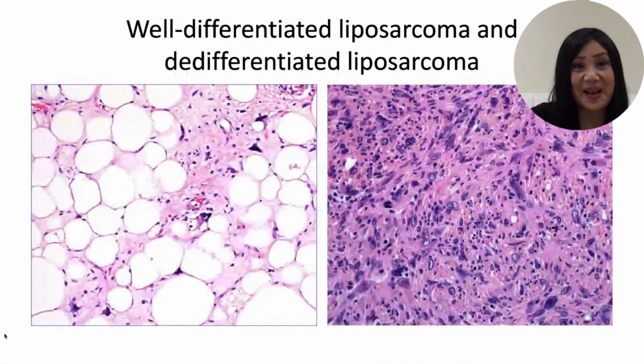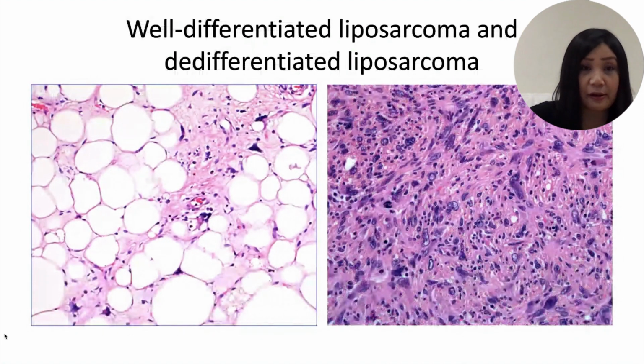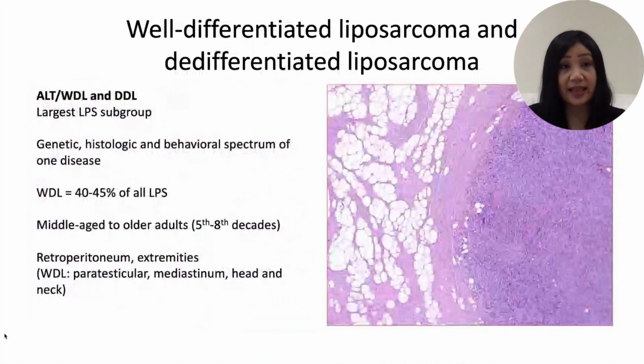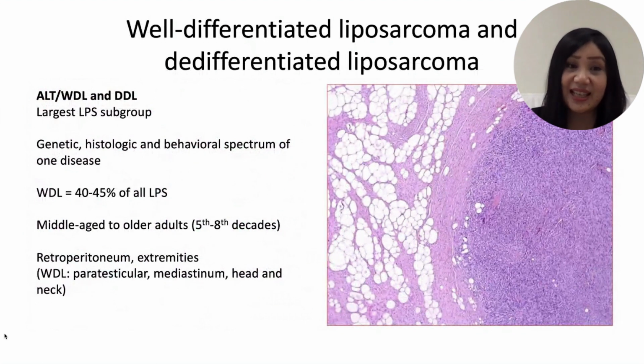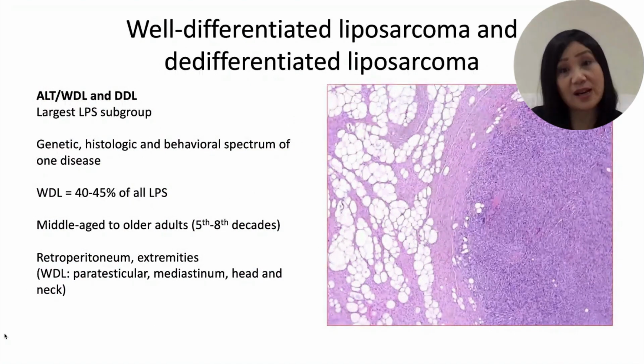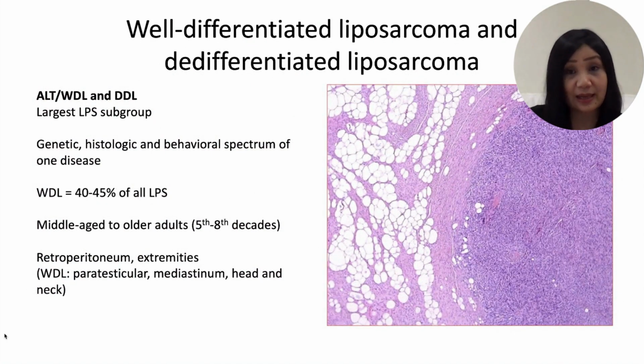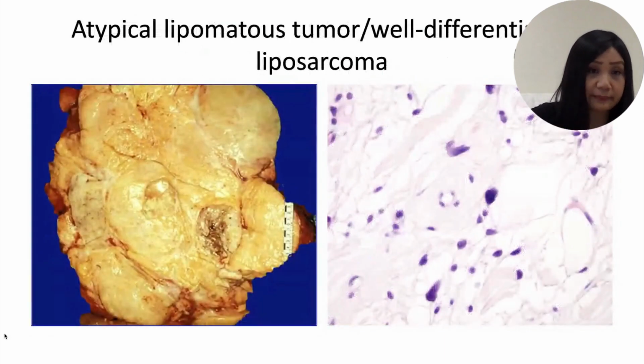And so the commonest subtypes are well and dedifferentiated liposarcoma. So these two together constitute the largest liposarcoma subgroup, and they represent a genetic, histologic, and behavioral spectrum of one disease. Well-differentiated liposarcoma accounts for up to 45% of all liposarcomas. And these tumours occur in middle-aged, older adults, so most frequently in the 5th to the 8th decades, most frequently in the retroperitoneum and extremities. Well-differentiated liposarcoma can also occur in paratesticular sites, mediastinum, and head and neck.